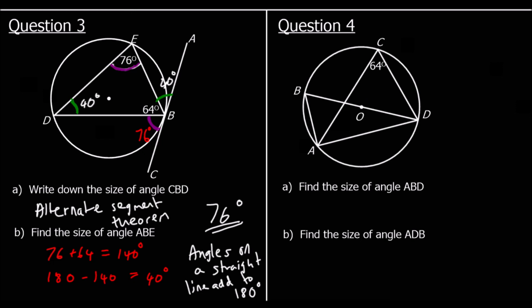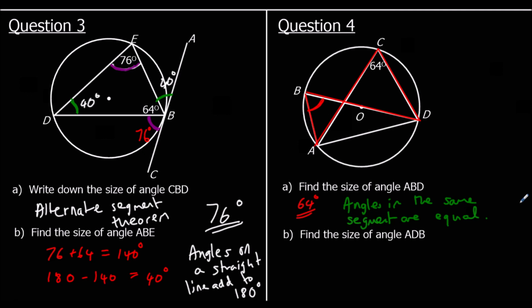And question 4, find the size of angle ABD. ABD, so that's this one here, and it's going to be equal to 64 because angles in the same segment are equal. You can see that these two angles come from the same points, so ABD and ACD, they're coming from the same points. We say they're in the same segment, so they're equal. So it's 64 because angles in the same segment are equal.